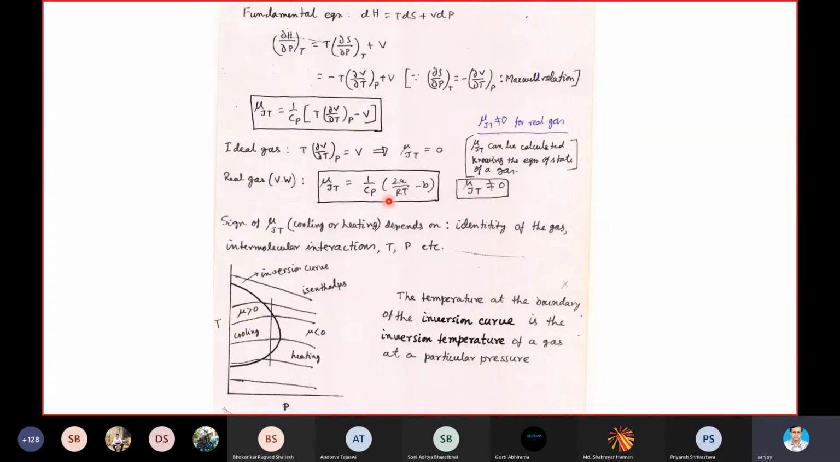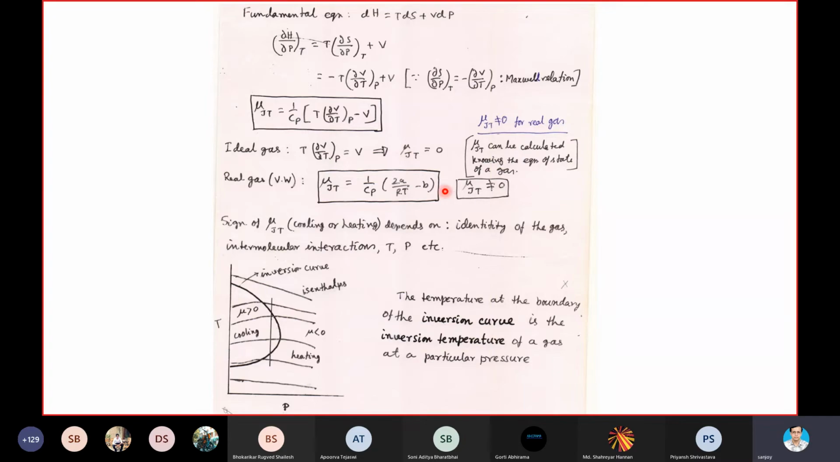Now the Van der Waals equation you all know, (P + a/V²)(V − b) = RT, where you have a pressure correction and a volume correction term. If you use that, from there you can find these derivatives, ∂V/∂T, and multiply all these things. If you compute, you can do that yourself, small derivatives, you will get this expression. For any real gas following the Van der Waals equation, this is the expression of the Joule-Thomson coefficient.